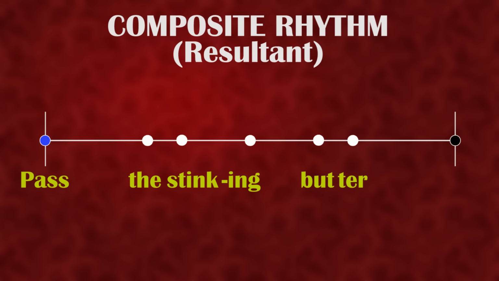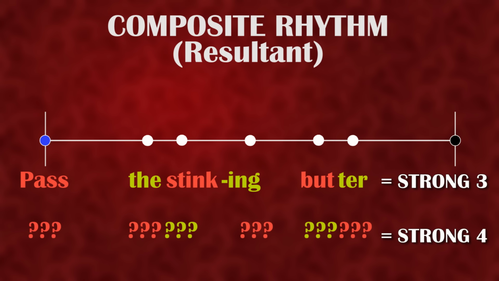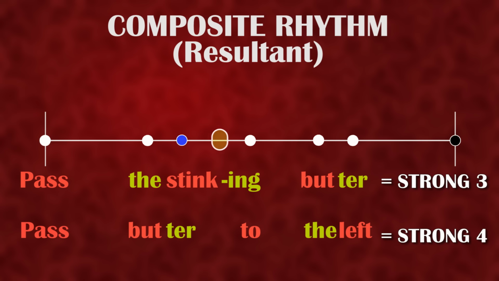Before, we used the phrase, pass the stinking butter, which had 3 strong syllables in it. We need to find a phrase that has 4 strong, evenly divided syllables in it. Now, I don't know of a traditional rhythm that is taught to teach this, so I'm using my own. Pass butter to the left.